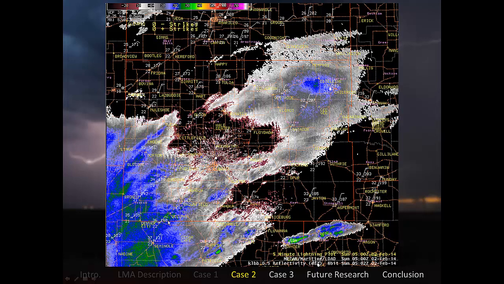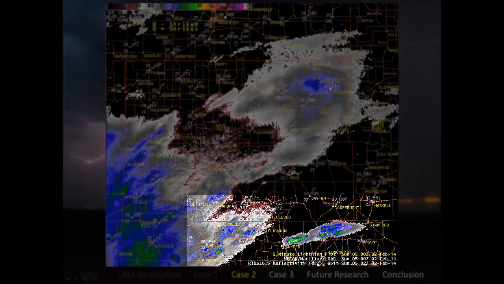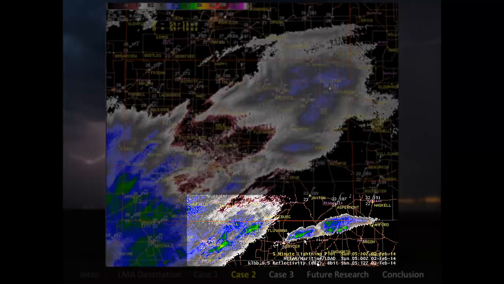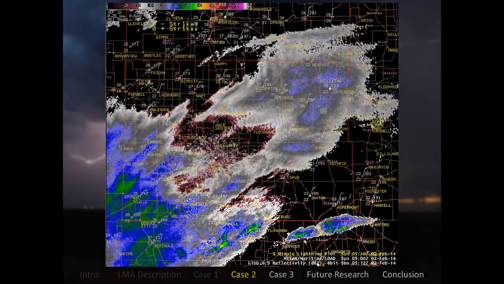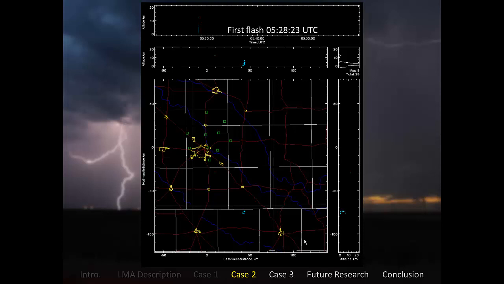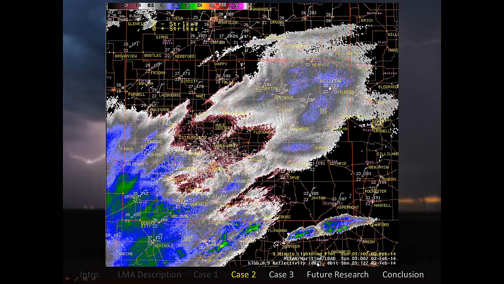We were noticing an increase of returns coming in from the southwest. Most of this was not reaching the ground, but the thing that started to grab our attention was that we were starting to see some areas of enhanced reflectivity to the south and to the southeast of Lubbock. Jumping forward again 10 minutes since we were in clear air mode, you can see that the convection was starting to develop a little bit more. And sure enough, on the LMA, we had our first flash take place at 5:28 UTC. It was very small, very localized, but it was pretty well associated with this storm right here.